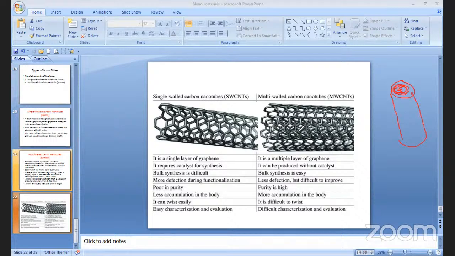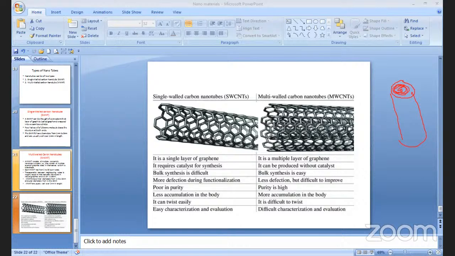Okay, so multi-walled carbon nanotubes have an inner diameter starting from 1.5 to 15 nanometers, and the outer diameter is around 2.5 to 30 nanometers. Usually, if you take the length of the multi-walled carbon nanotube, it is around 1 nanometer. That is what we call the length of the multi-walled carbon nanotube.